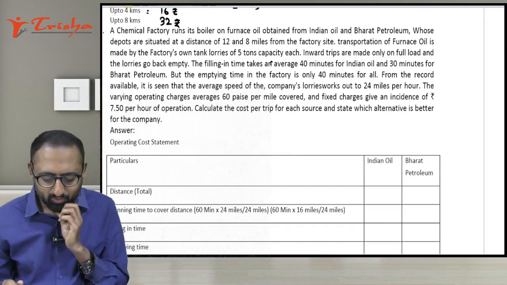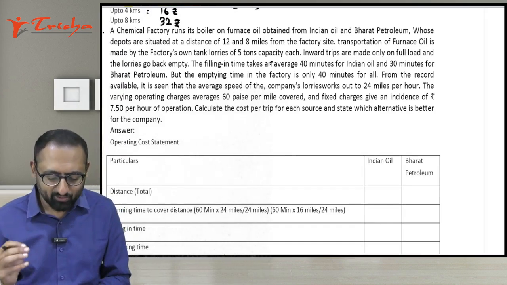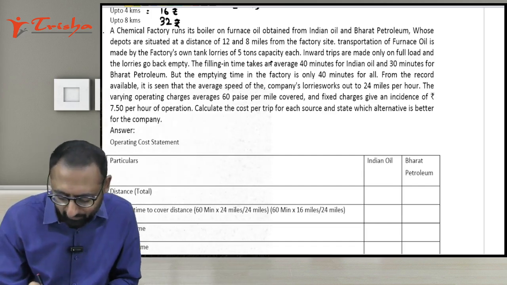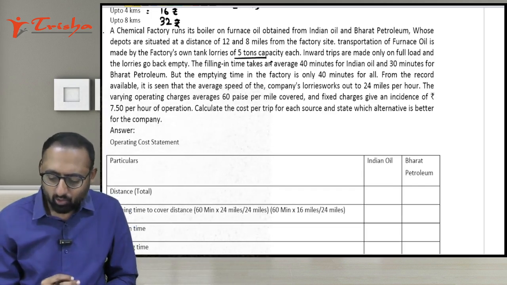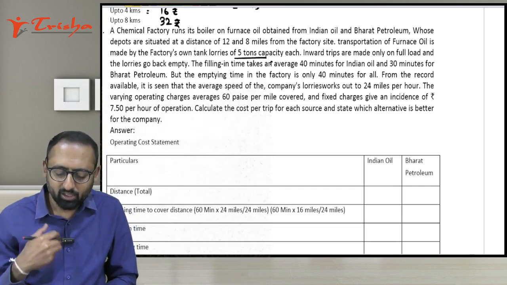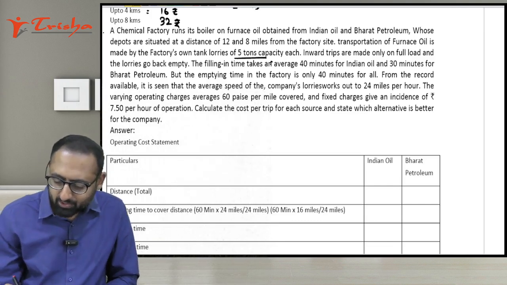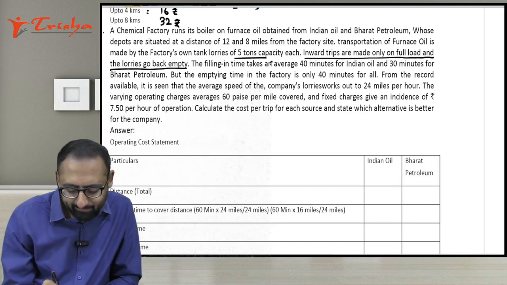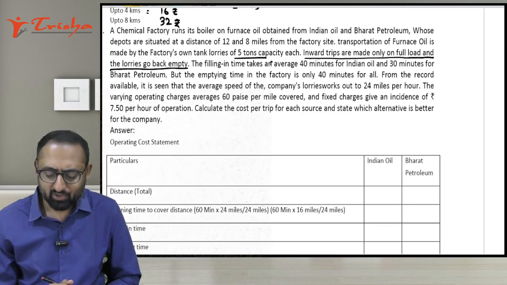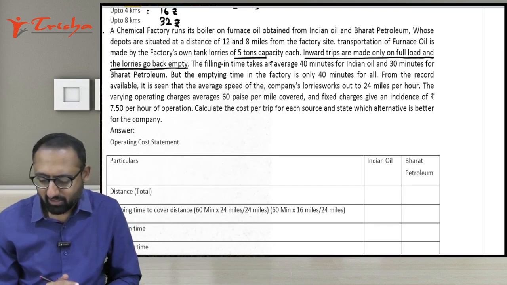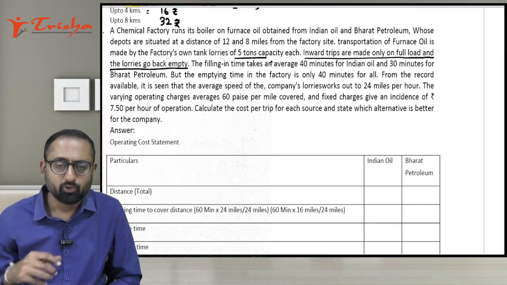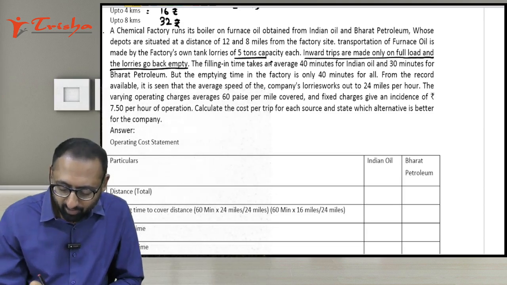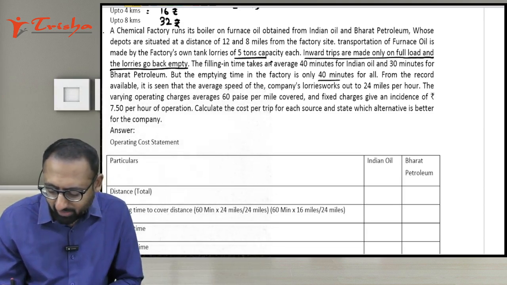Now, next part. Transportation of furnace oil is made by the factory's own tank lorries of 5-ton capacity. Inward trips are made only on a full load and the lorry goes back empty. The filling-in time takes on an average 40 minutes for Indian Oil and 30 minutes for Bharat Petroleum. To fill that lorry, 40 and 30 minutes will be required. For empty time in the factory, 40 minutes for all.